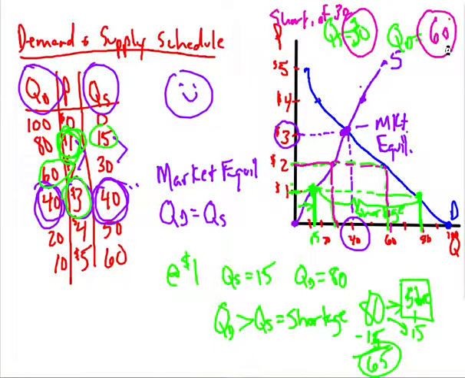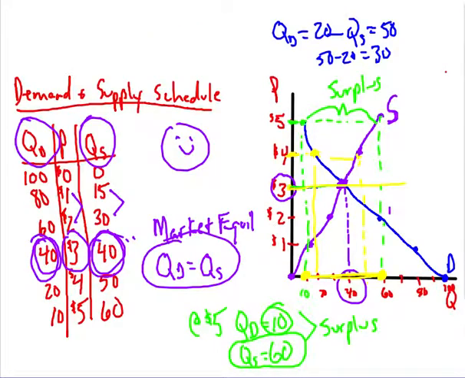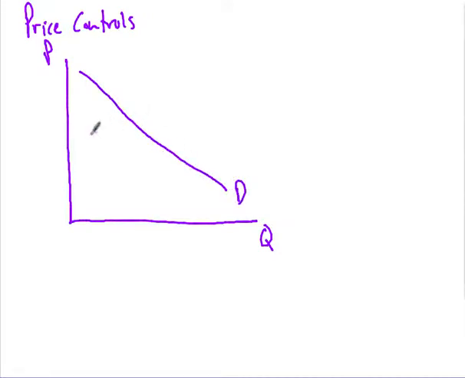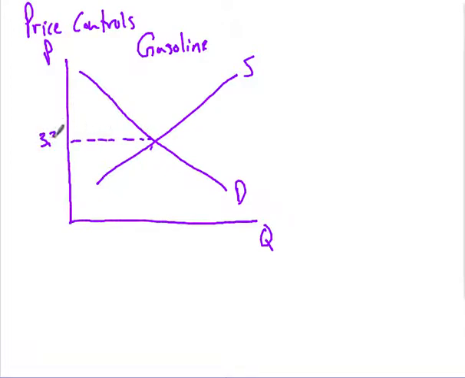All right, so let's look real quick at what they call price controls. A price control is simply when the government will set either a minimum price that you can't charge below, or a maximum price that you can't charge above. So let's say that here's the demand curve, here's the supply curve. Let's take the market for gasoline. All right, this is something that everybody wants. So let's say that the price of a gallon of gas is $3.30, and at $3.30 we sell 100 of them.